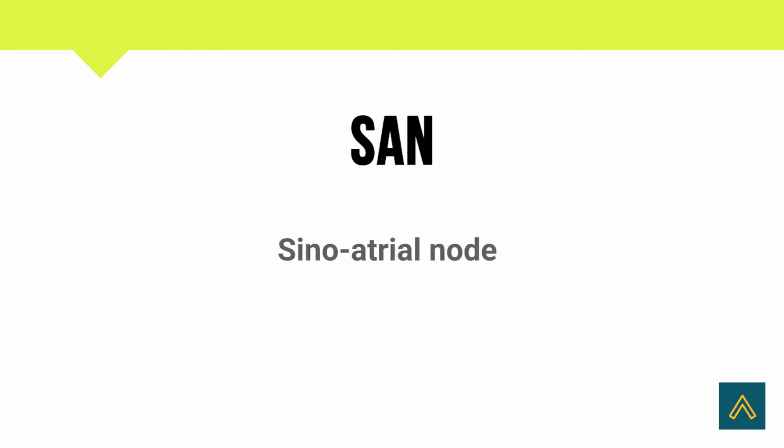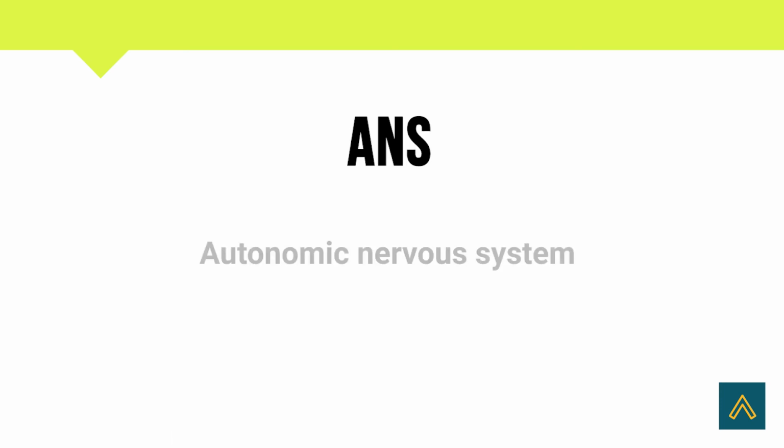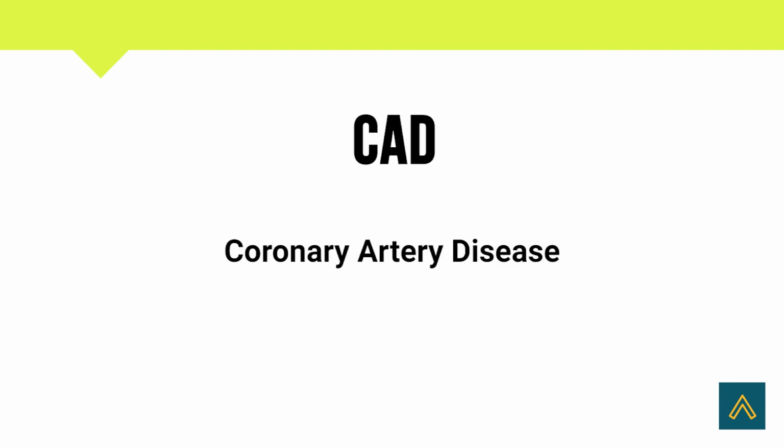SAN. The full form of SAN is sino-atrial node. AVN. The full form of AVN is atrio-ventricular node. ECG. The full form of ECG is electrocardiograph or electrocardiogram. ANS. The full form of ANS is autonomic nervous system. CAD. The full form of CAD is coronary artery disease. ANF. The full form of ANF is atrial natriuretic factor.